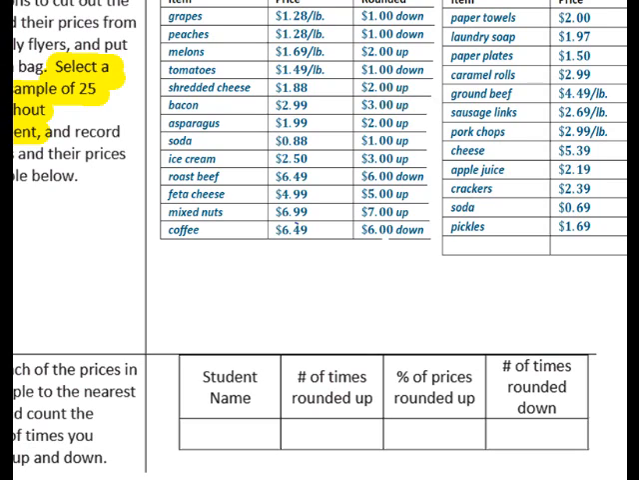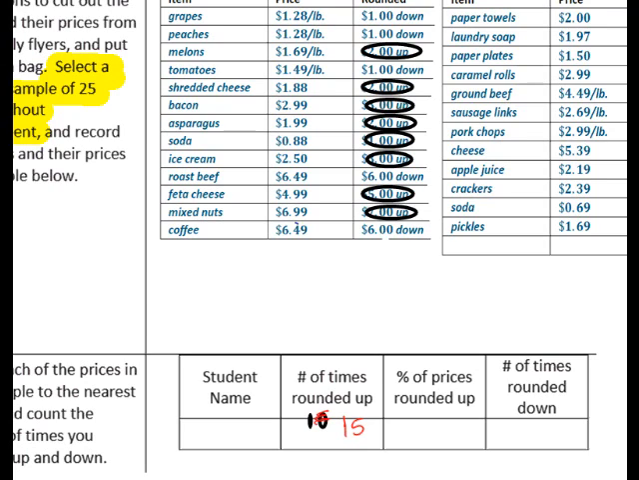Next, count the number of times you've rounded up and down. So I'm going to count the times that I've rounded up. 1, 2, 3, 4. Pause the video and complete this activity. If you rounded and counted correctly, then you should have a total of 15 times rounded up. Let's write that with a pen.